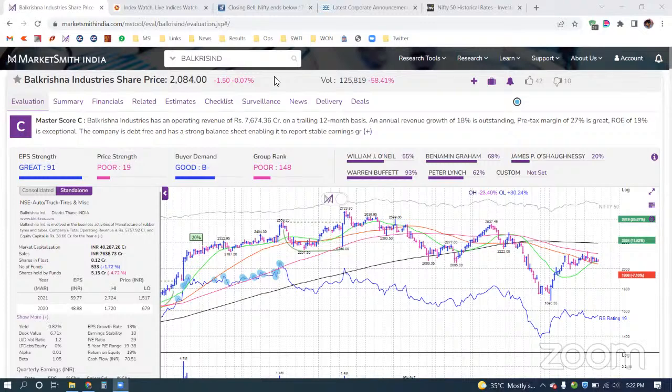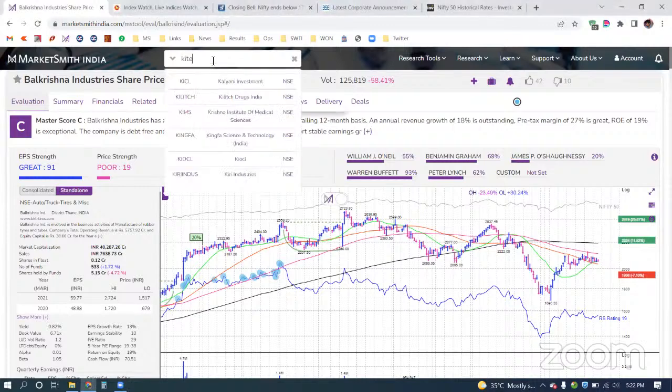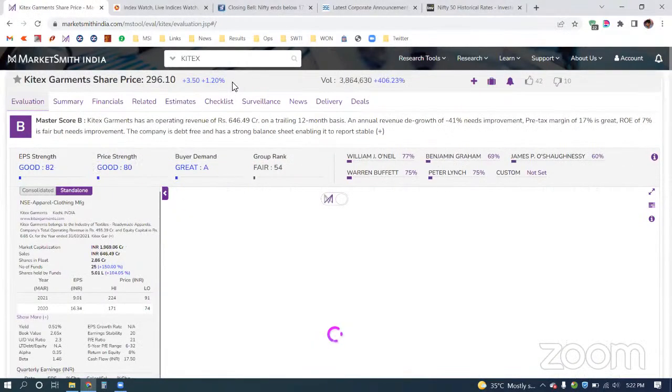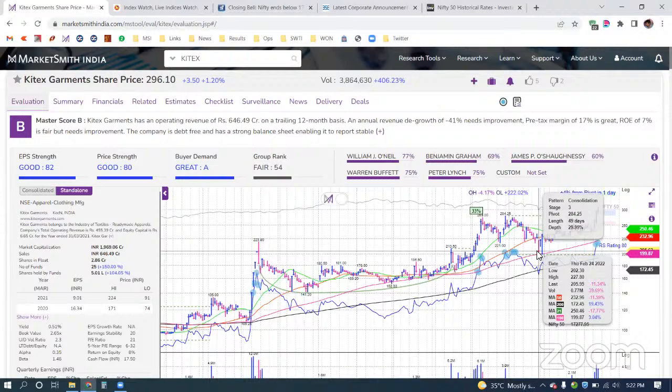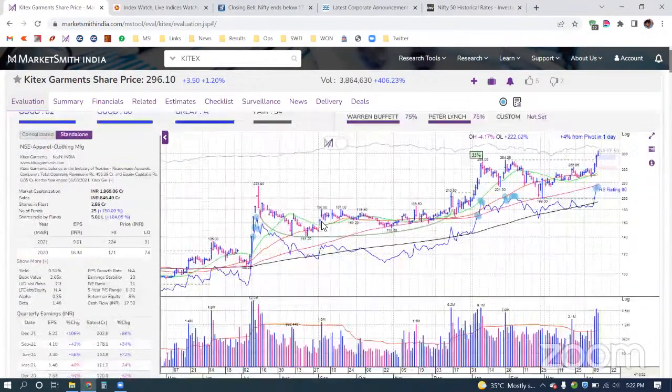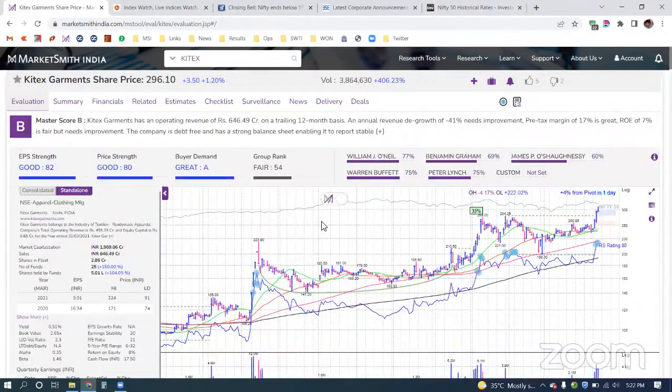Okay, I'll take a few stock queries now. I have seen a Kitex stock query a couple of times. Again, a very good fundamental company with a very good technical profile as well. EPS of 82 and price strength of 80.